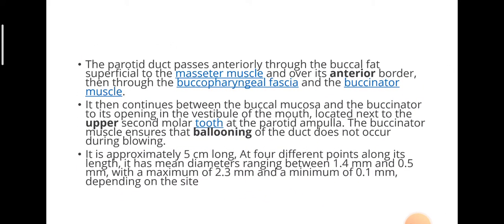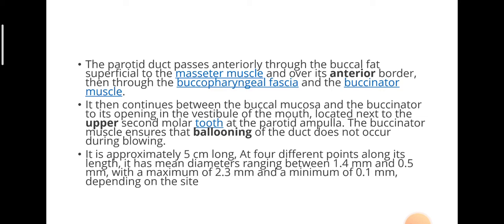Again, the parotid duct passes anteriorly through the buccal fat pad, superficial to the masseter muscle and over its anterior border, then through the buccopharyngeal fascia and the buccinator muscle. It then continues between the buccal mucosa and the buccinator to its opening in the vestibule of the mouth, located next to the upper second molar tooth at the parotid papilla. The buccinator muscle ensures that ballooning of the duct does not occur during blowing. Amazing architectural design of the human body.